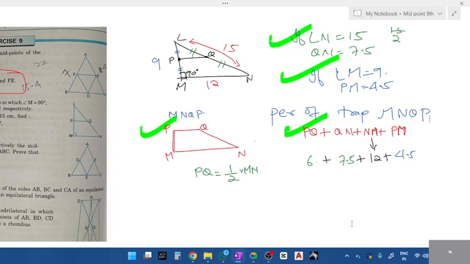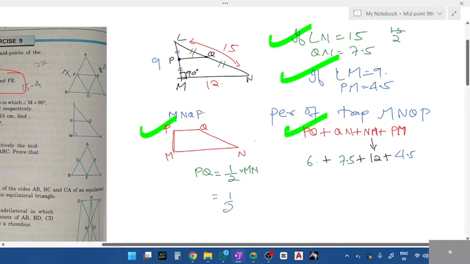Till 8:40. Yeah, be quick students. We have to try at least 4. Solve at least 3 to 4 questions. Okay, what's the perimeter answer? 6 plus 7.5, 12 plus 4.5. Is it 30?